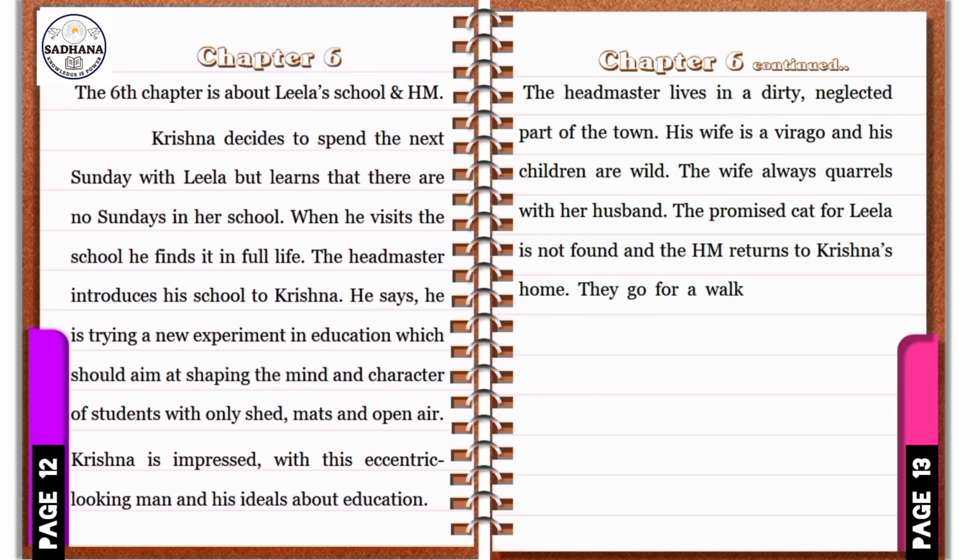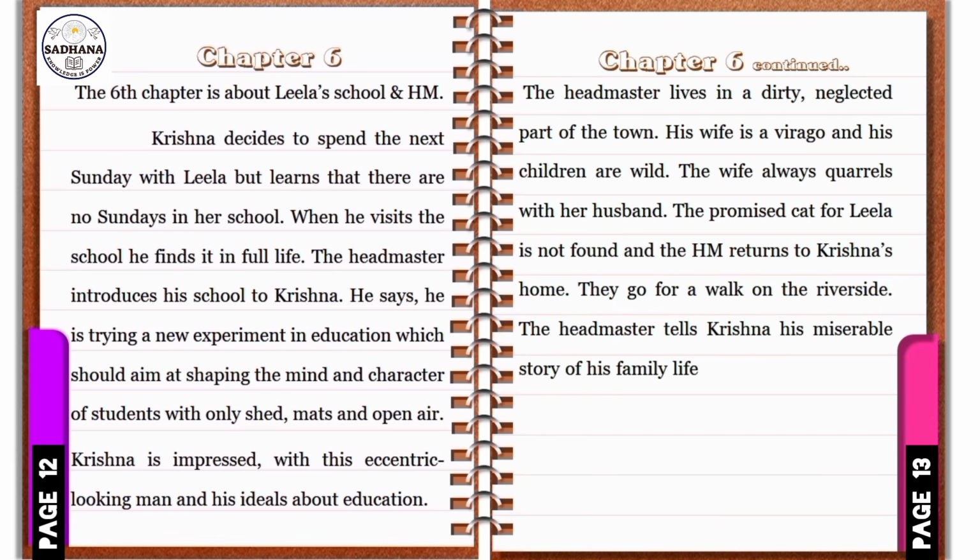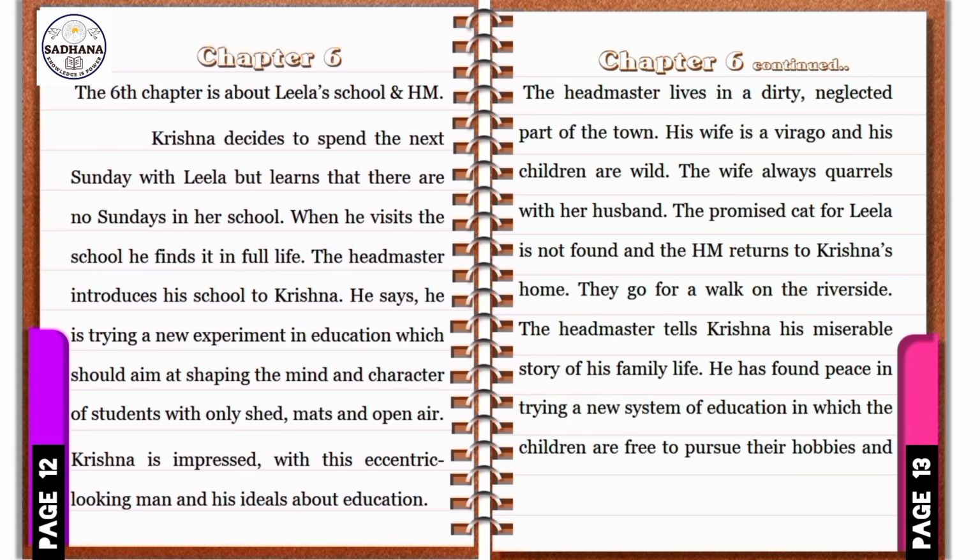They go for a walk on the riverside. The headmaster tells Krishna his miserable story of his family life. He has found peace in trying a new system of education in which the children are free to pursue their hobbies and interests. It makes them wholesome beings. Hum also tells of his nearing predicted death.